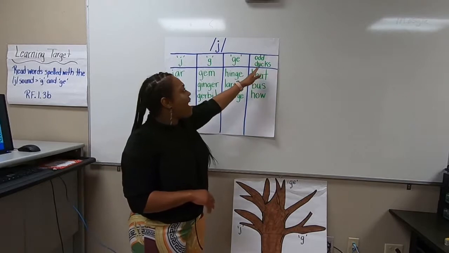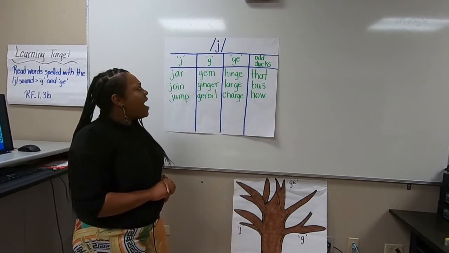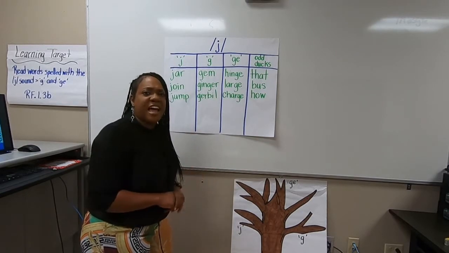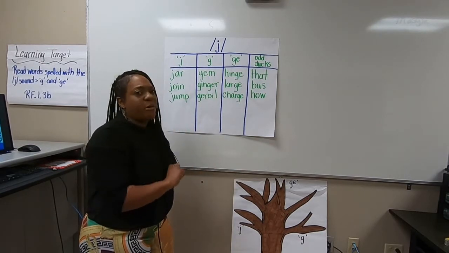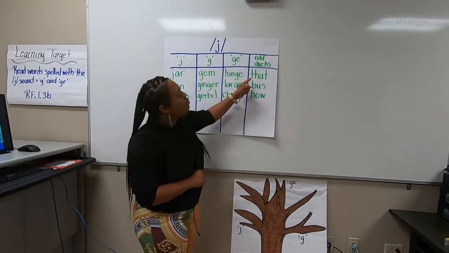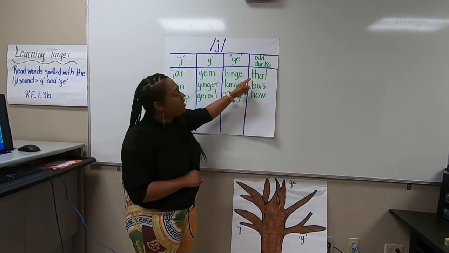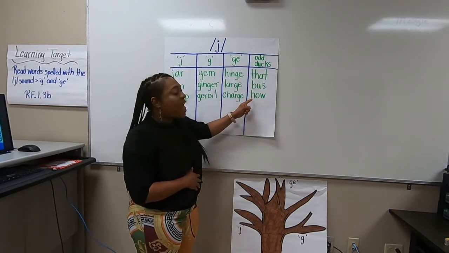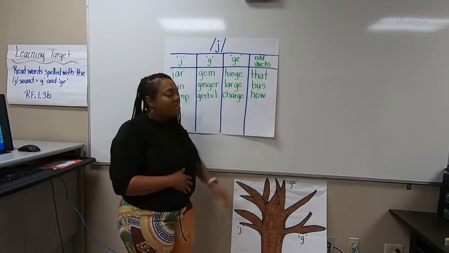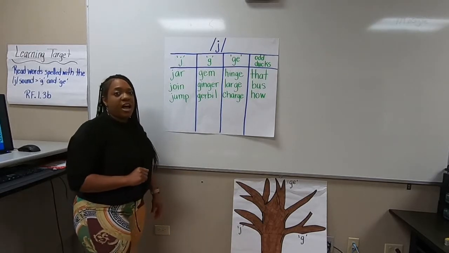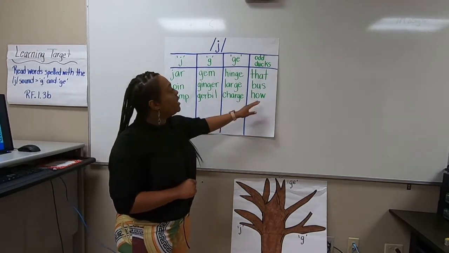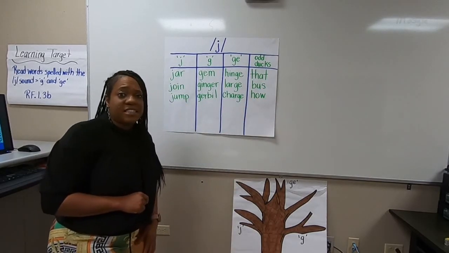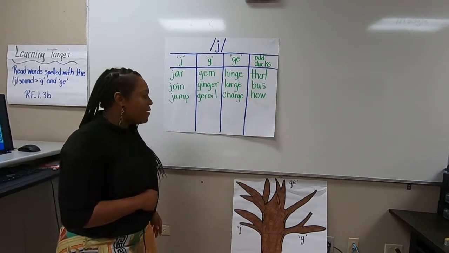Now look at our odd ducks. Our odd ducks do not contain the J sound anywhere, but we can still read these words. So let's read the words. This, that, bus, how. Great. You guys did a great job of making sure that these words stayed with the odd ducks because they do not contain the J sound.